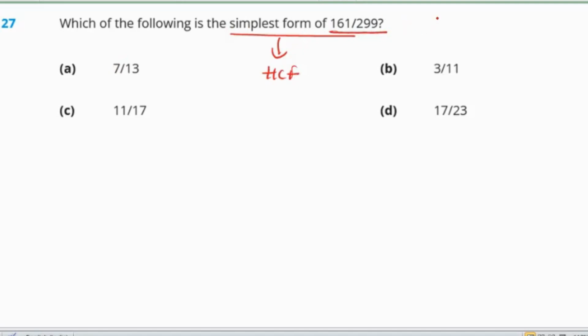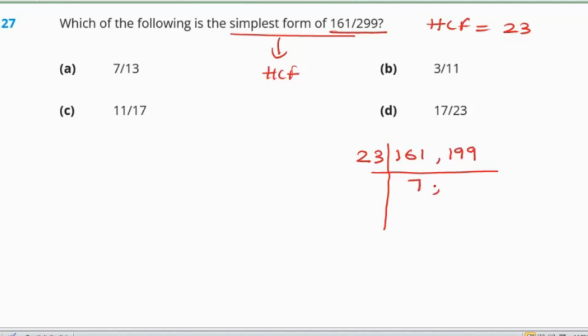If we are talking about these two numbers, the HCF of these two numbers is 23 only. Because when we find their prime factors, what will we be getting? The 161 is divisible by 23, because no other number is there. We need to find the highest common factor. So 23 times 7 we can get. And this 299 is also divisible by 23.